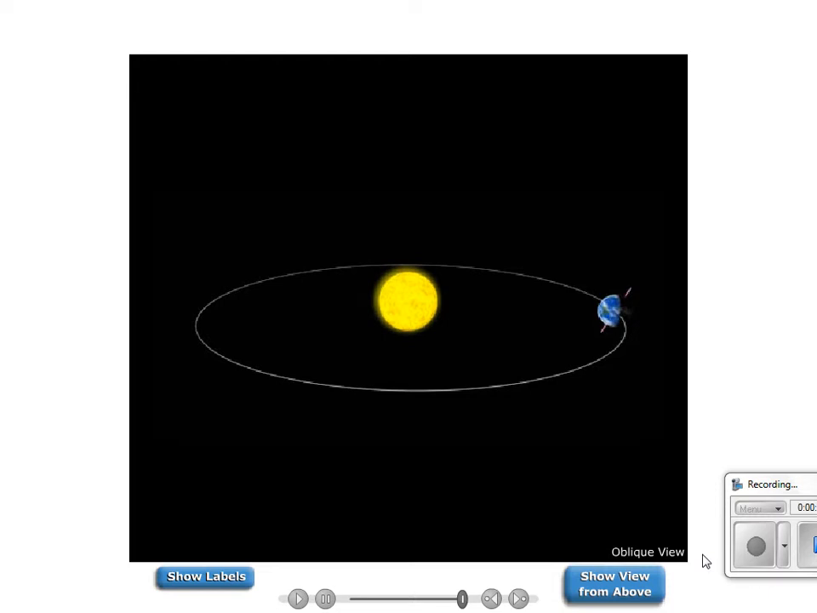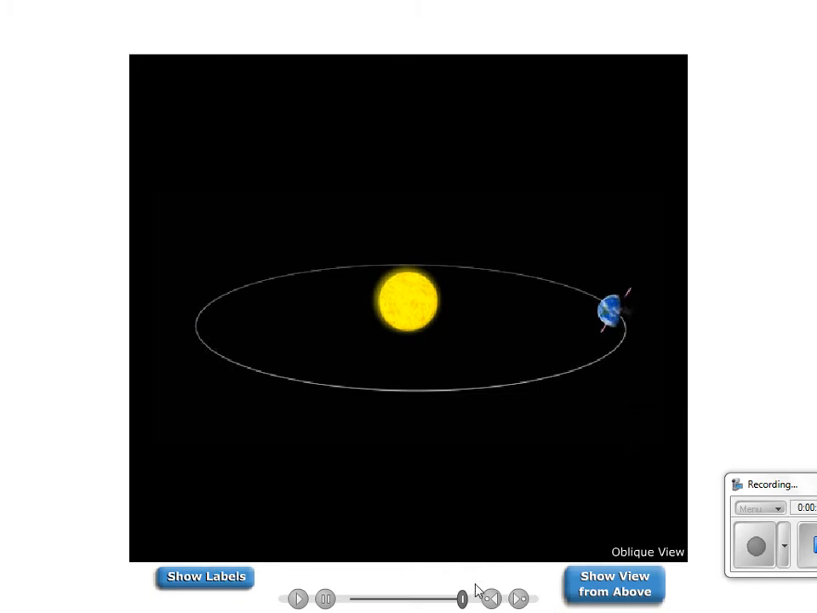So when we talk about rotation, we're talking about the Earth spinning around on its imaginary axis, right? In one day, 24 hours, it does one complete rotation, 360 degrees. Now, simultaneously, as we're rotating, we're also revolving, or we're orbiting around the sun. Every 365 days or 1 year, we make one complete revolution.